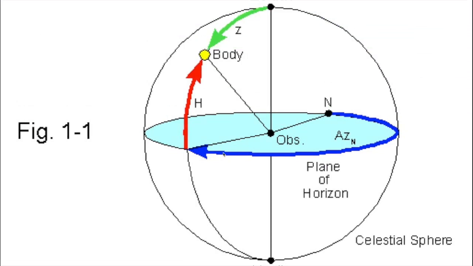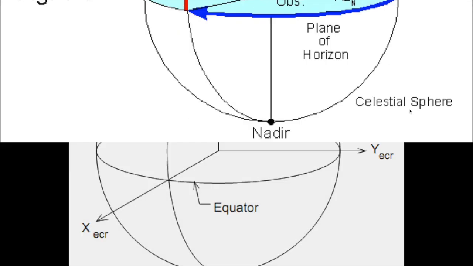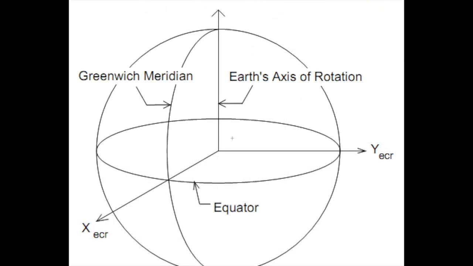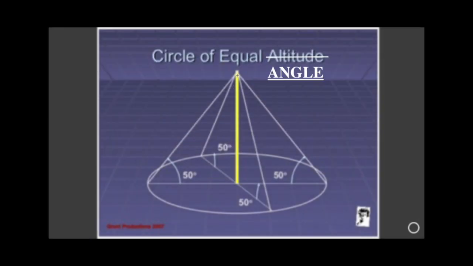Same here, you have a radius here that is going to be, let's say this radius line here is going to be less than this arc here. So the radius here is always going to be less than the arc, once again. And same here again, the radius is going to be less than the arc. Circle of equal altitude.